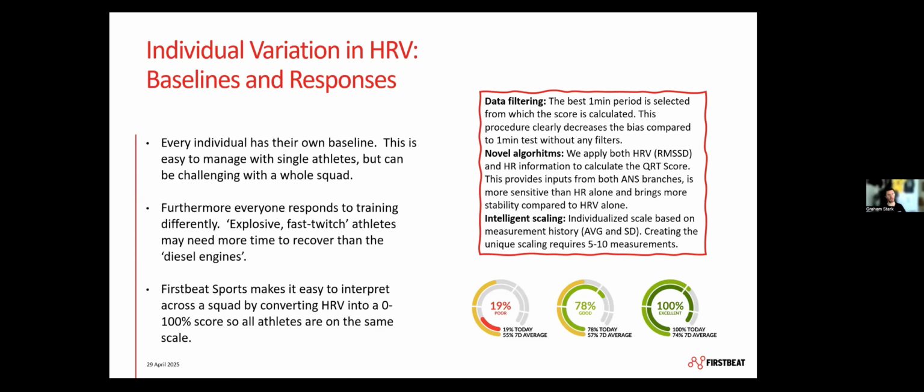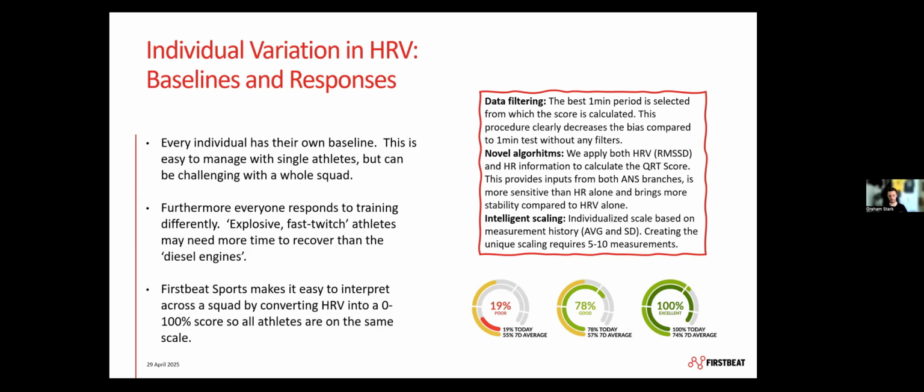And then we take into account the heart rate variability, using the root mean square sum of differences, which is basically a quantification of all the time differences across the 1 minute period. And also the heart rate over the period as well to calculate the QRT score. And then, as I said, it's scaled individually. So one player might have a baseline of 50 milliseconds, another one might have a baseline of 70.